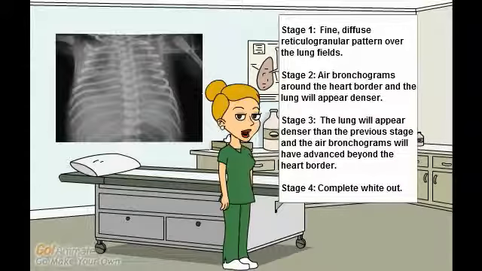Stage 1 will reflect a fine, diffuse reticulogranular pattern over the lung fields. Stage 2 will have air bronchograms around the heart border, and the lung will appear denser. Stage 3 will be a more acute version of Stage 2. The lung will appear denser than the previous stage and the air bronchograms will have advanced beyond the heart border.